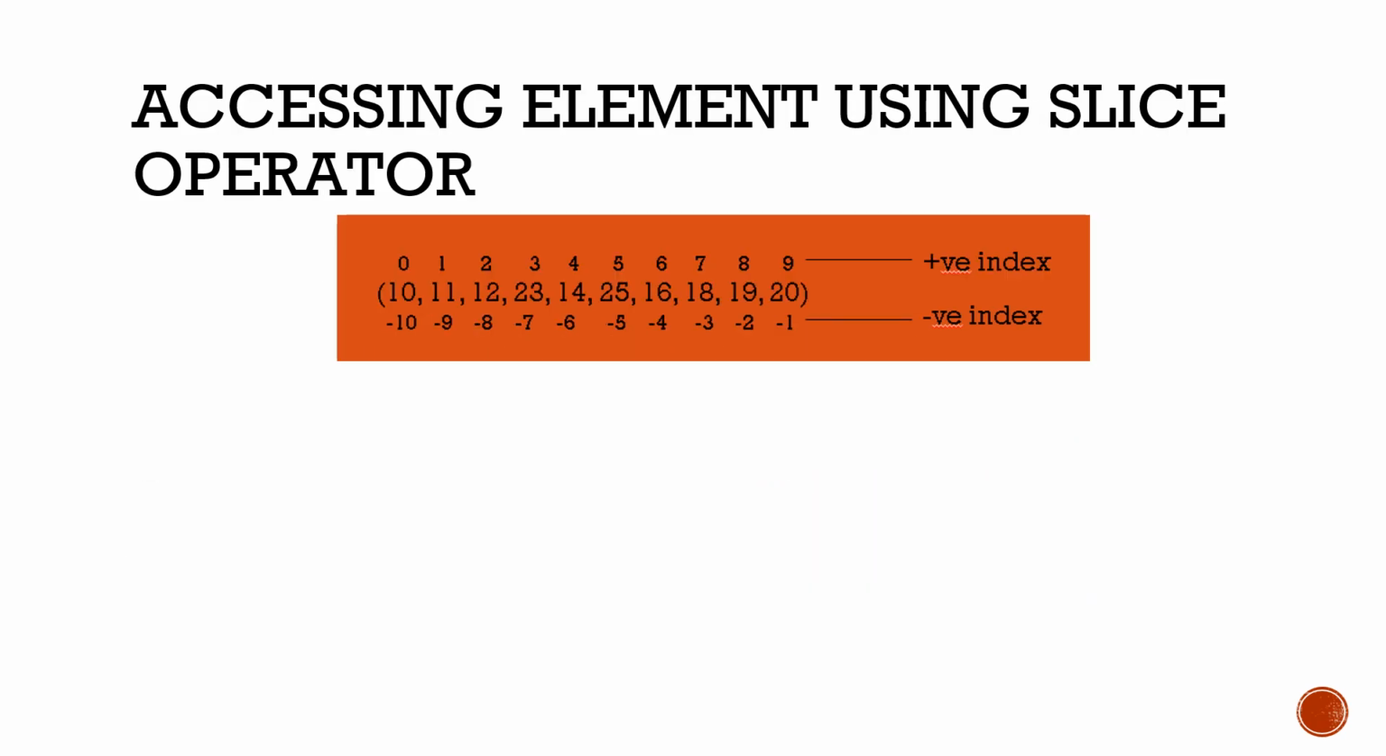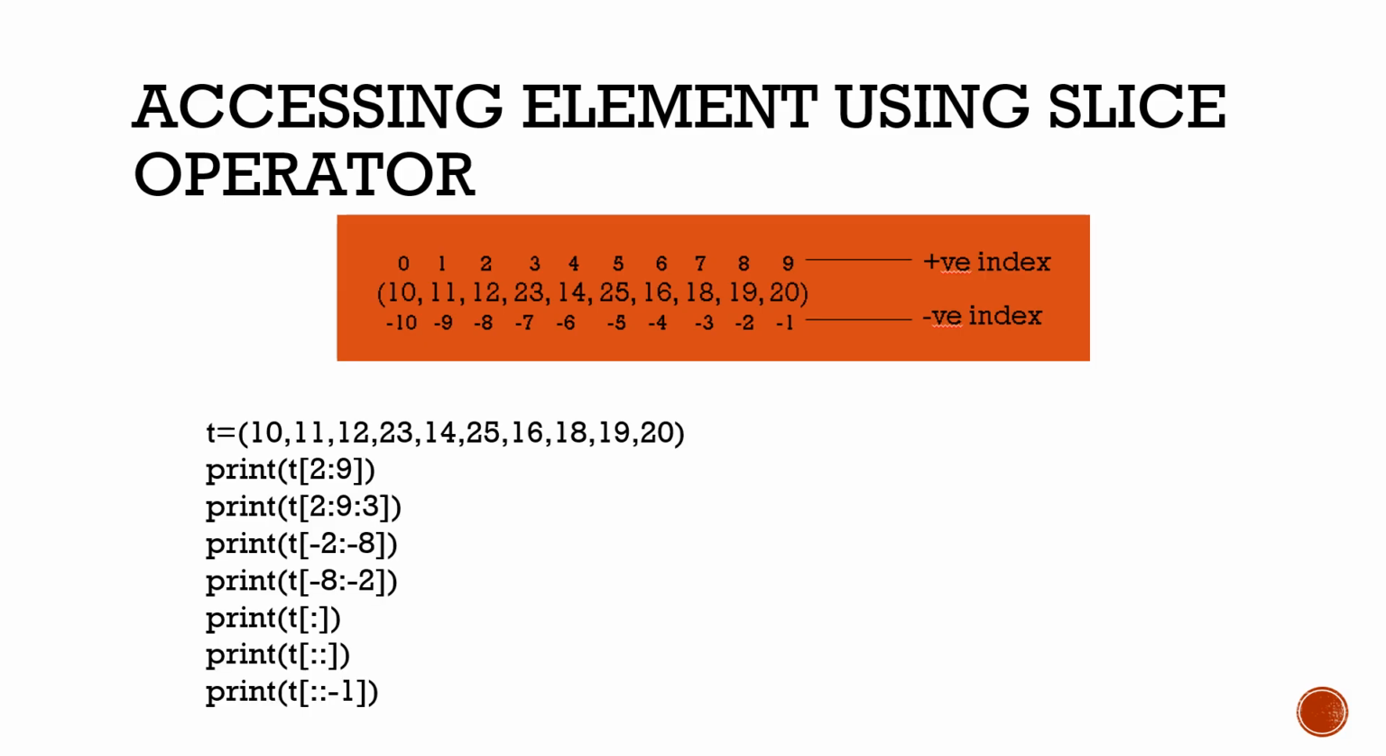Now accessing elements using slice operator. So indexing is just used to retrieve a single item, single element, single value at a time. But slice operator is used to retrieve multiple items, multiple values at the same time. For the slice operator we have start, end and step value, and that value we have to put within square bracket.